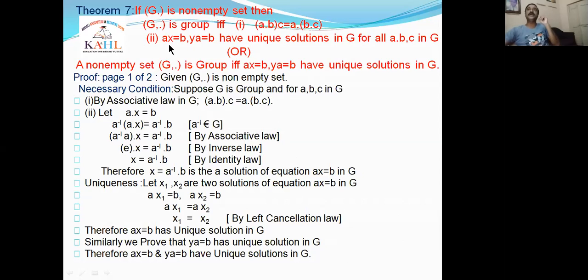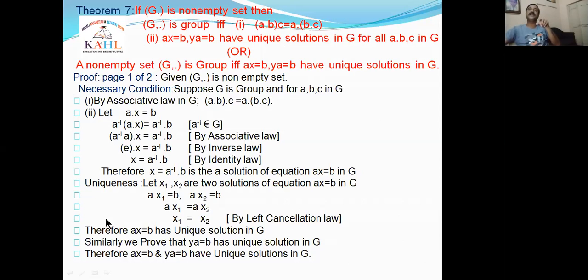But in the question, if you observe the cursor, uniqueness is required. The equation AX equal to B has a unique solution, which means it has only one solution. So now we do the uniqueness. That means we have to prove that two solutions are not there for this equation; it has only one solution.